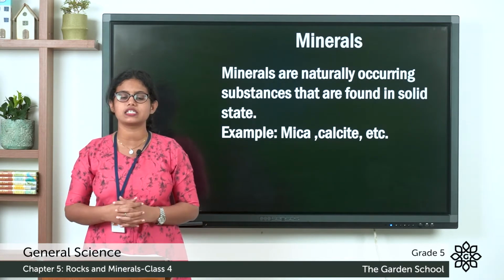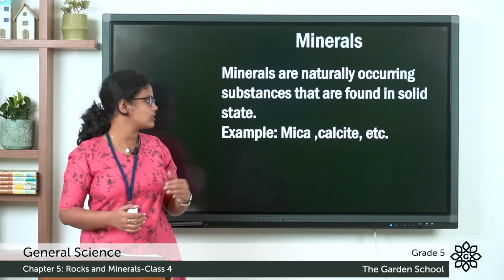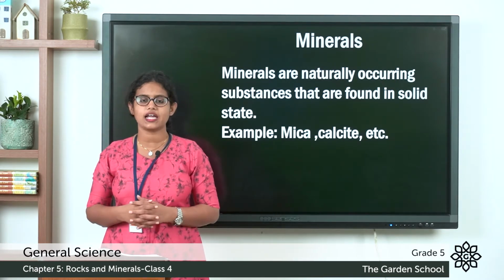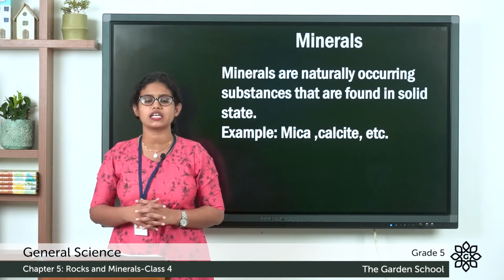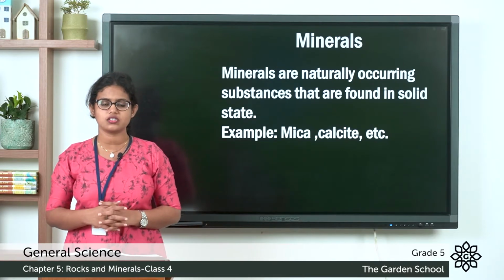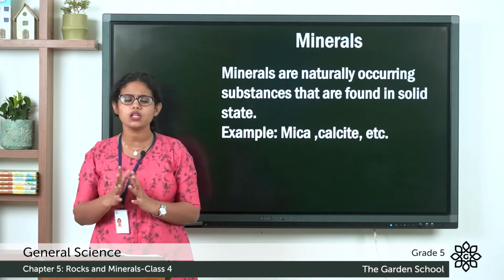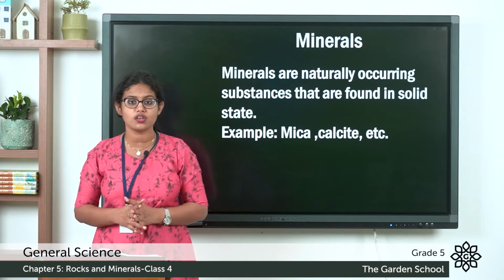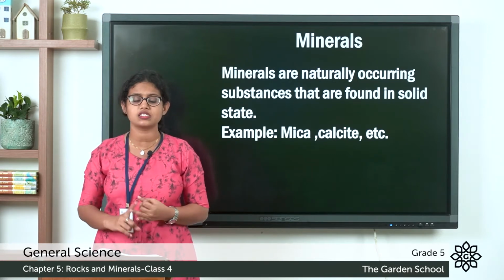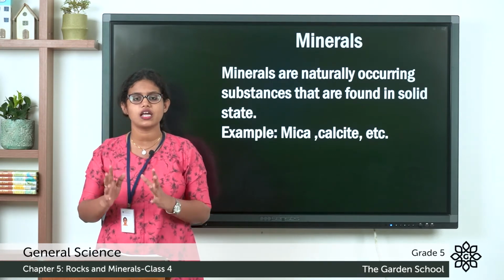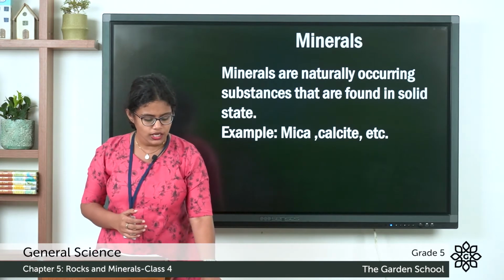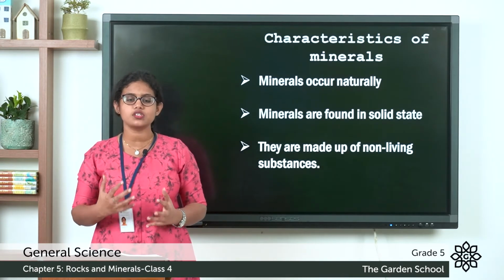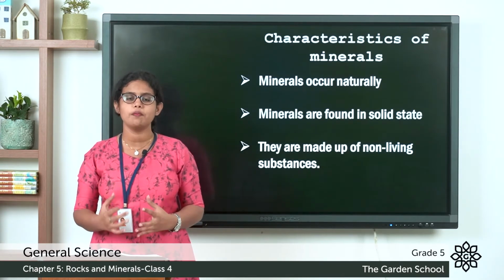And there are many examples of minerals like mica, calcite, talc. All these are examples of minerals. And we can differentiate all these minerals based on their shape, size, color, hardness, etc. Now let's see the characteristics or features of minerals.